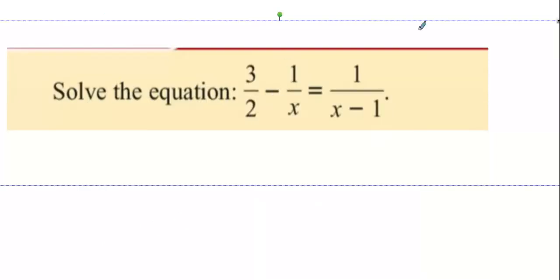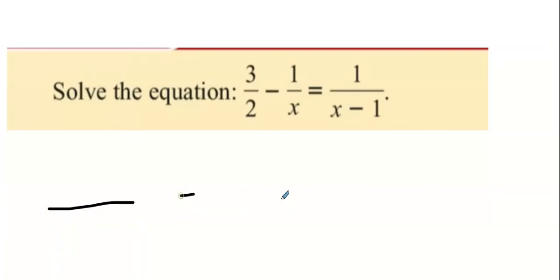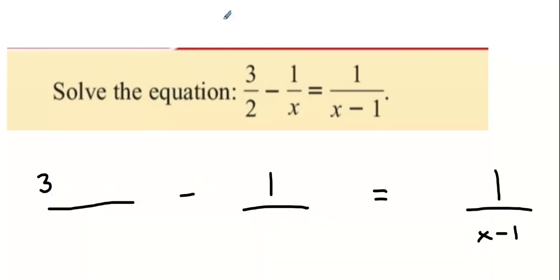Solve this equation. So we need a common denominator. Now the trick to get a common denominator with this one is to look at each denominator and put them all underneath. So what I mean by that is there's 3 denominators: 2, there's the x, and then there's the x minus 1. Okay, so you have the 2 already, but then you have to put in the x and the x minus 1 on the bottom as well. Okay, now you have all 3.